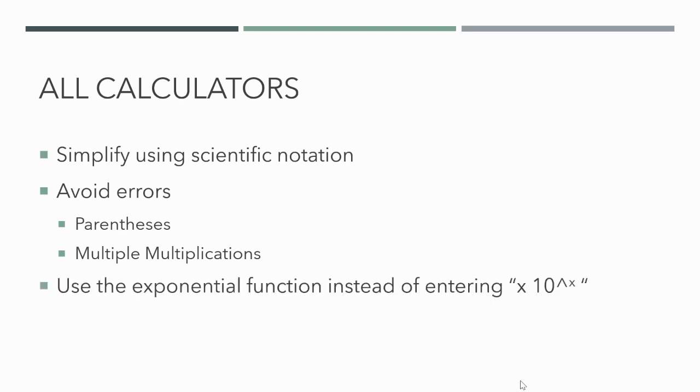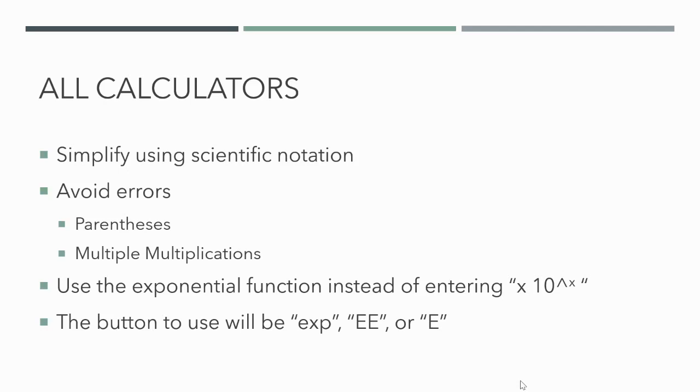So, if we recall, what we want to use in our calculator is something called the exponential function. And that exponential function, this is the key here, this is the really important thing to remember, is that you use the exponential button instead of entering the multiply, the 10, the caret, or the 10 to the x, or anything like that. So it takes the place of that entire operation in one button. And on most calculators, that button will either be labeled EXP or as a capital EE or just a capital E.